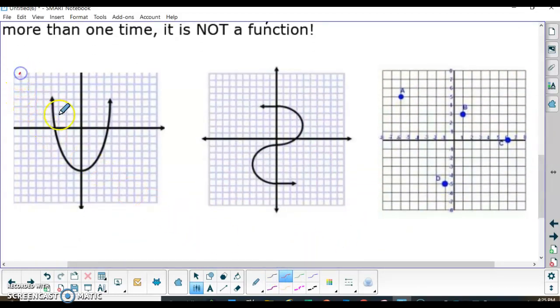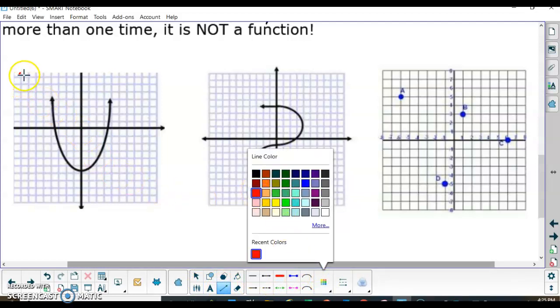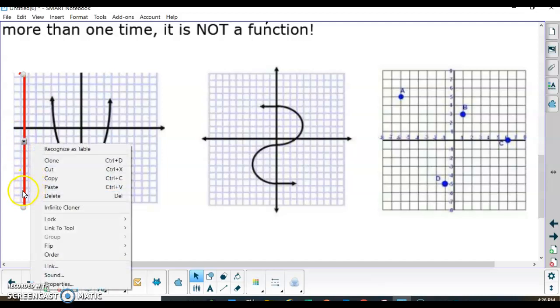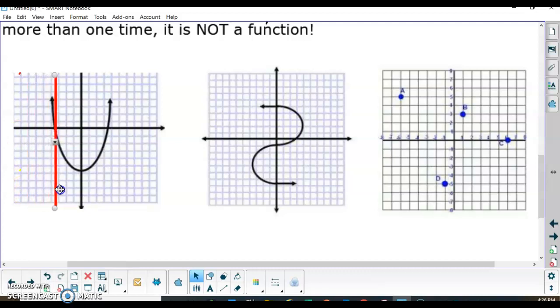So let's put a vertical line up here. Let's make it red so we can see it. So here's our vertical line. Right there, we're going to cover the whole graph. And now if I take this vertical line and I drag it across, notice it only hits the graphed line, the one in the shape of a U, at only one place. So yes, that's a function.